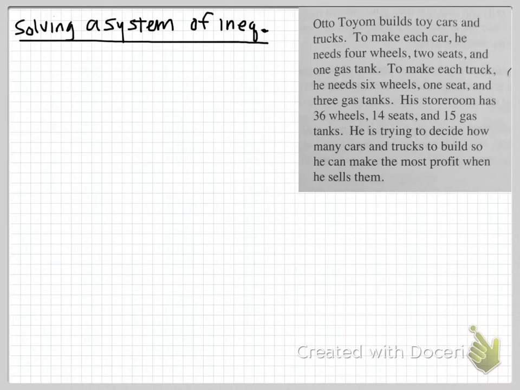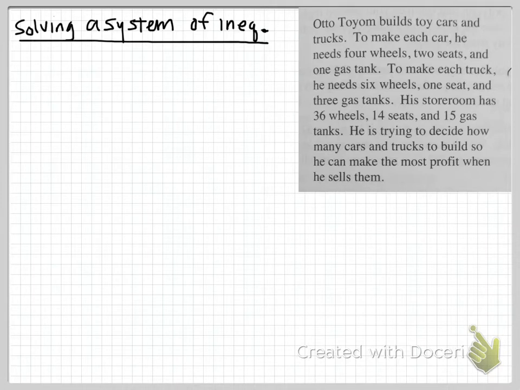Definitely this guy is trying to make cars and trucks, and he's got only a set number of wheels, seats, and gas tanks, but each car and each truck takes a certain amount of those things, and so we want to see how many cars and trucks he should be making. So let's go ahead and get started. Hopefully you read the problem, and this is problem number 88 in our homework, so I just wanted to go over it with you.